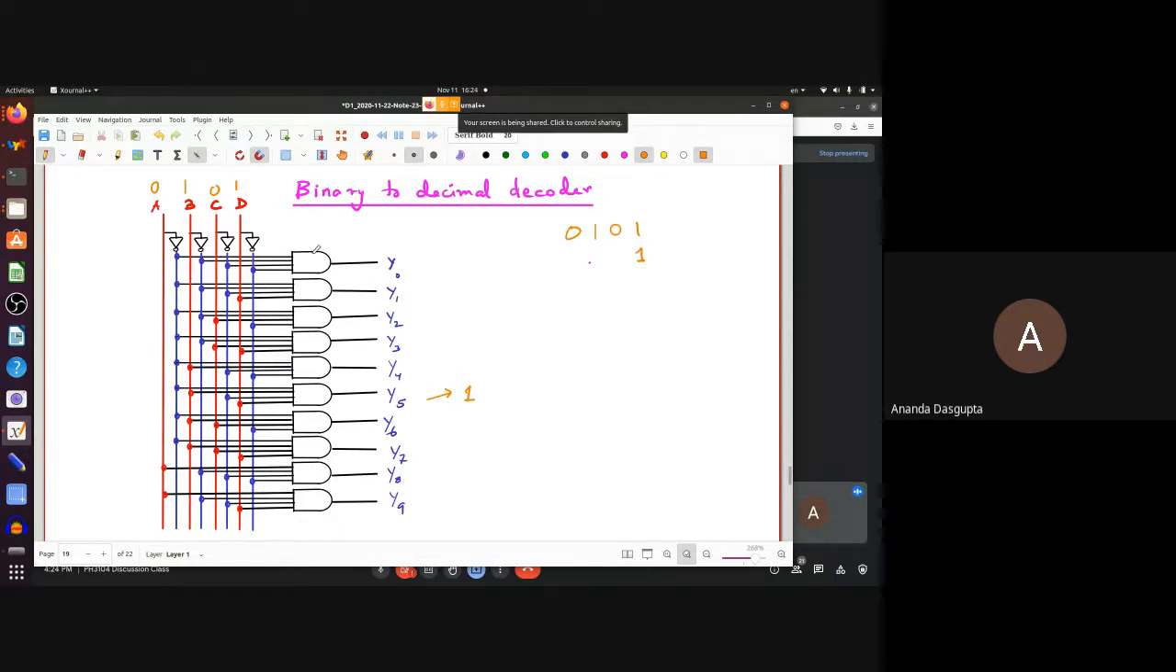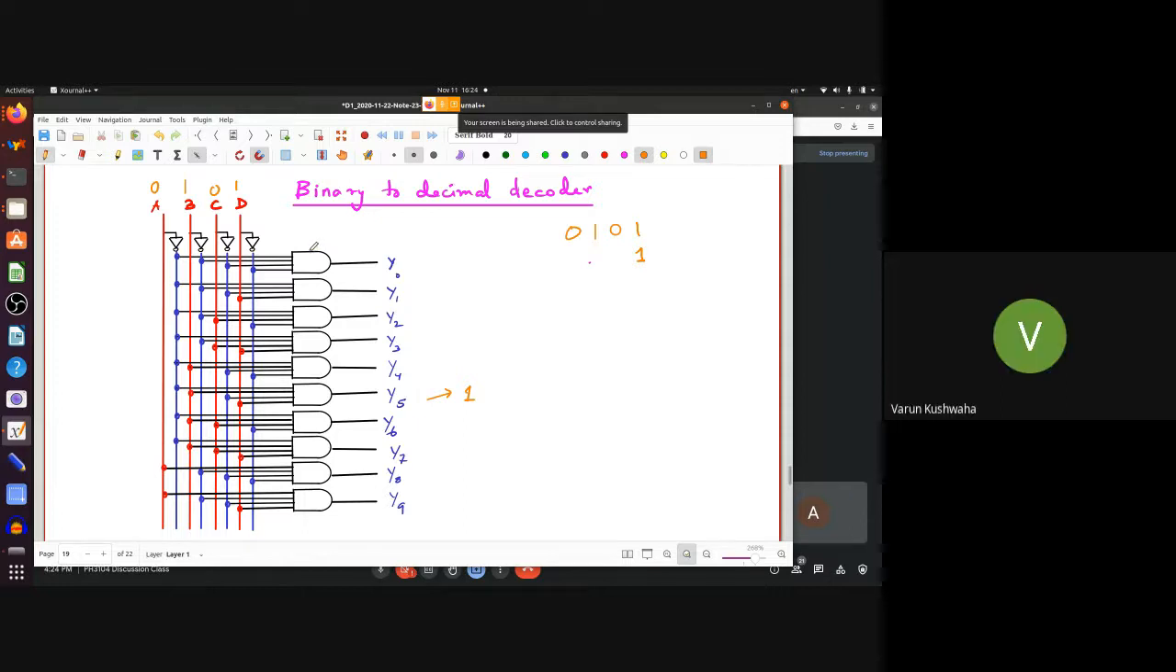Now notice, for example, this particular AND gate is connected to all 4 blues. But are all the 4 inputs to the AND gate high now? Remember, the AND gate will produce a high output only when all 4 inputs are high. Otherwise, it's going to produce a low output. If you look at this first AND gate, it's connected to all the blue wires. So are all the inputs to this AND gate high?